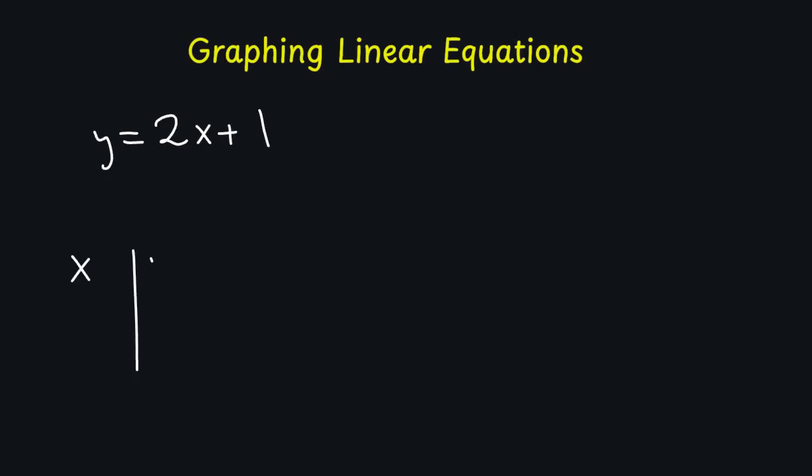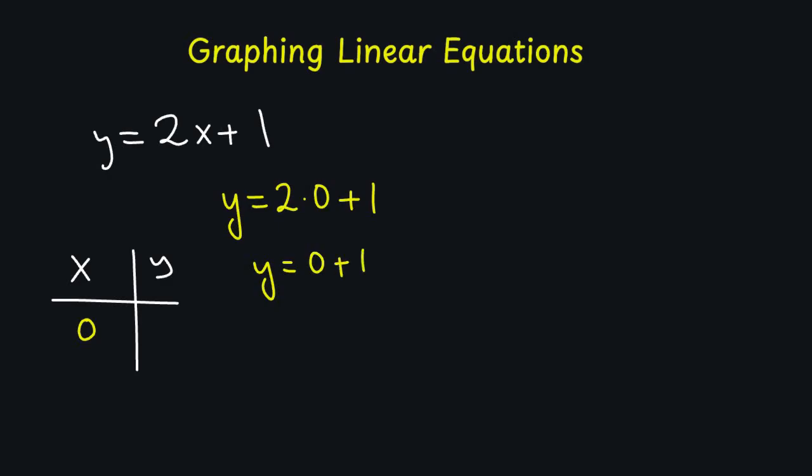So let me make the xy table here. We will give some random points to x. Let's say it's 0. Since it's random, I will start with the simplest ones. When x is 0, I will substitute 0 for x in the given equation. So y equals 2 times 0 plus 1. So y equals 1. So when x is 0, y becomes 1. That's my first point.